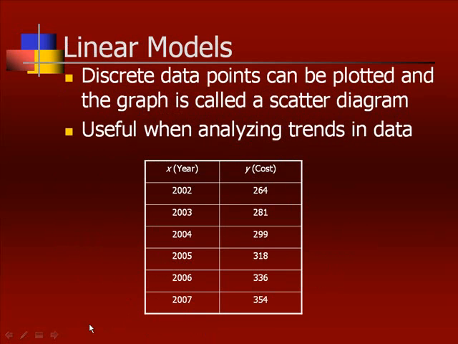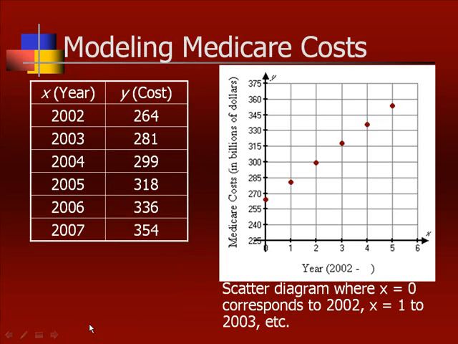Okay? Linear models: discrete data points can be plotted, and the graph is called a scatter diagram. Now, this is really useful when you're analyzing trends in data. So if we took these data points and plotted them on a graph, we would get something that looks like this. Now, you notice that's pretty much a straight line.